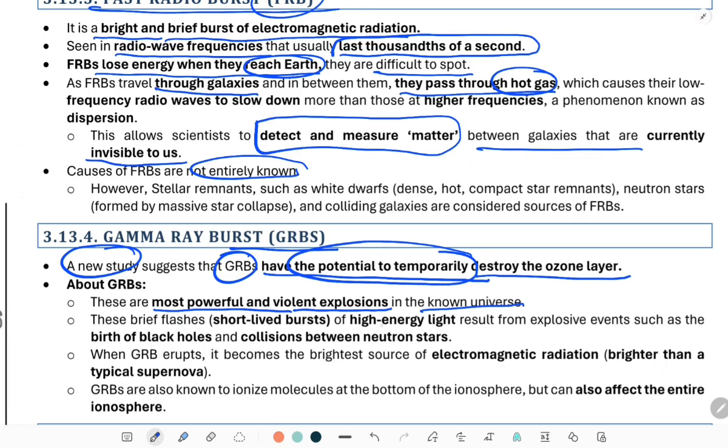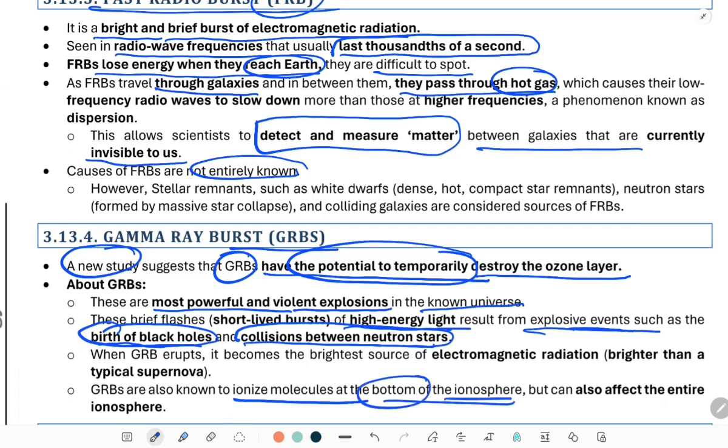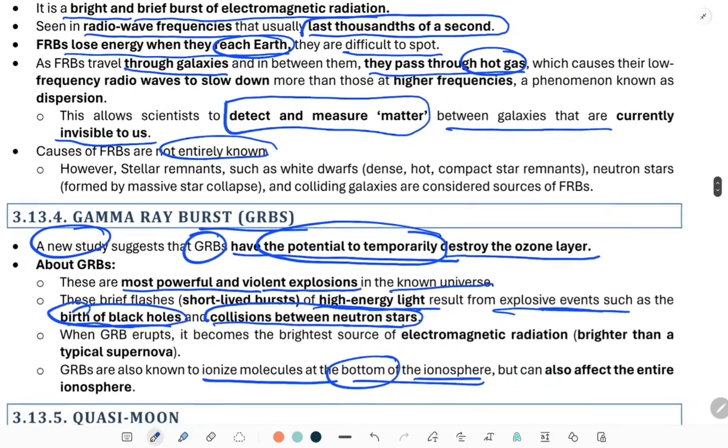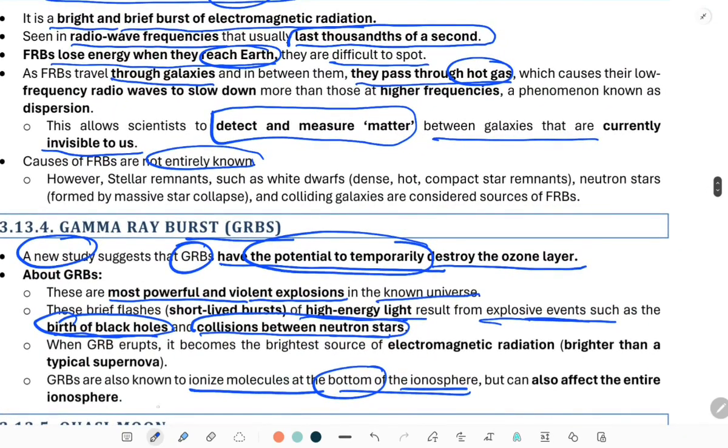These brief flashes of high-energy light result from explosive events such as the birth of black holes and collisions between neutron stars. GRBs are also known to ionize molecules at the bottom of the ionosphere, but can also affect the entire ionosphere.